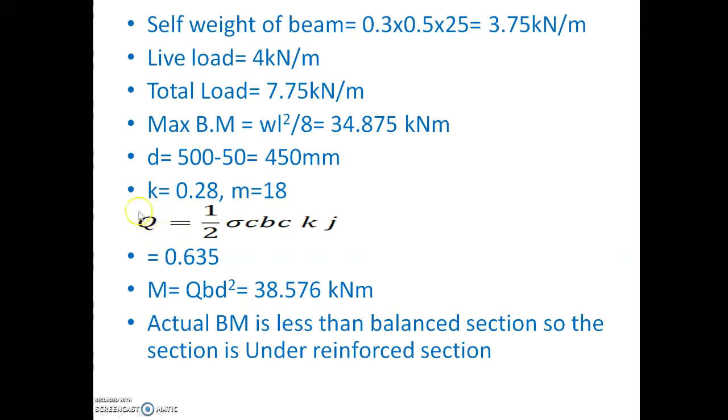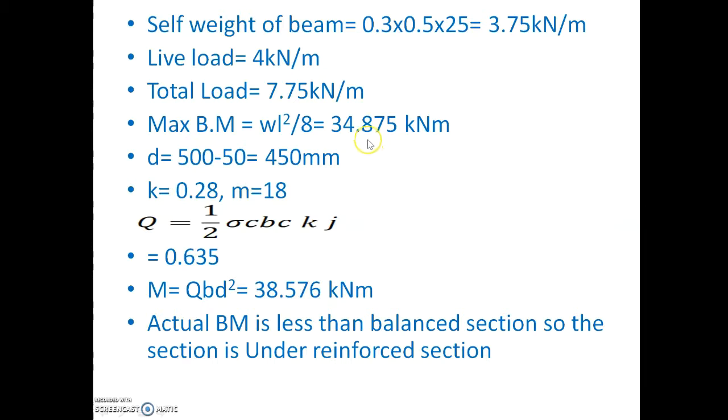Q formula, that is bending moment coefficient, Q is equal to half into sigma cbc into k into j. In this case, the sigma cbc value depends on the grade of the concrete, which is already given in IS 456. Just substitute all the values and calculate the bending moment coefficient, that is 0.635. By substituting all the values, we will get the bending moment for a balanced section. In this case, the maximum bending moment is 34.875 and the bending moment for a balanced section is 38.